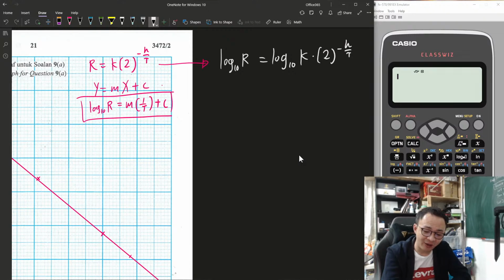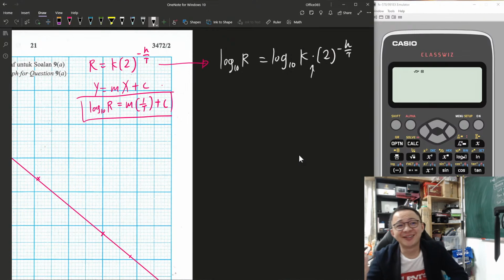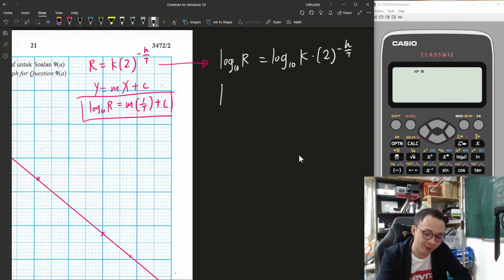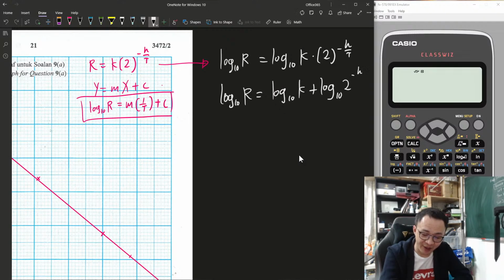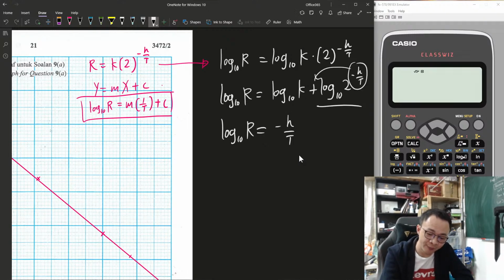So after I add the log for both sides, you can see here is multiply. In the log world, multiply actually means plus, isn't it? Okay, I will plus them. So this is log 10 r equals log 10 k plus log 10 2 to the power of negative h over t. What the log rule tells me is the power we can move to the front and become multiply. So I'm going to write here negative h over t, and then this one will be log 10 2.